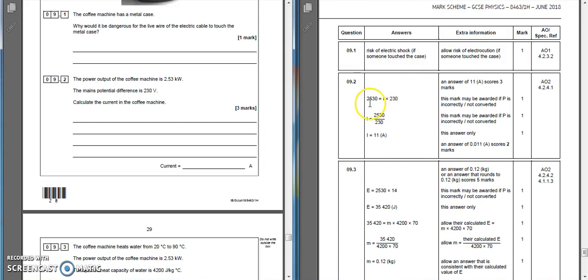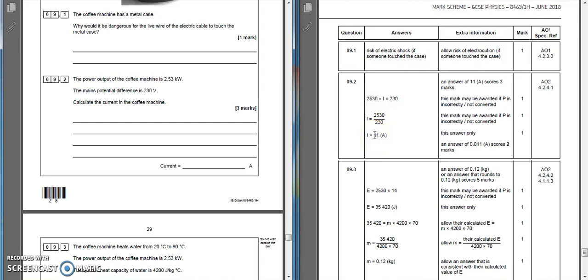Where did we get 2,530 from? Well, we just converted the kilowatts into watts. So have a mark for writing out the numbers. Have a mark for rearranging it to find out what I is. So we know that 2,530 is the result of getting I and timesing it by 230. If we divide that number by 230, we can find out that I in the first place was 11.